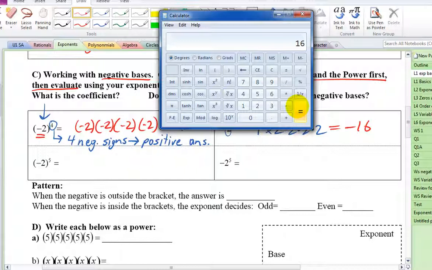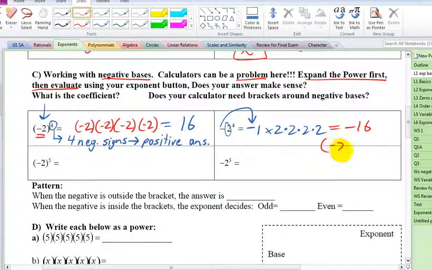Stop. Don't tell me what you got. Tell me what your calculator is doing. If you're getting positive 16 like me, what did my calculator automatically do? Anna? Exactly. My calculator automatically does that. That's why, and you guys switch calculators, I would never, ever use a negative base. Ever. Because you don't know if your calculator is doing that or not.